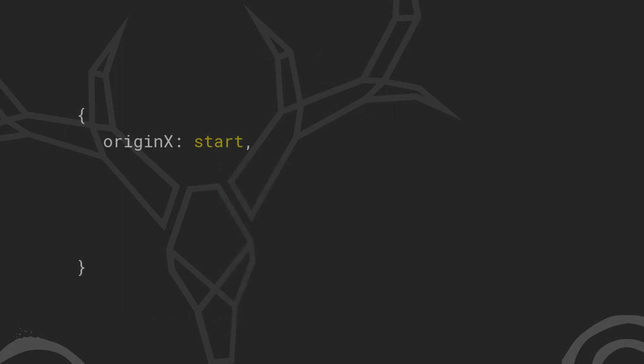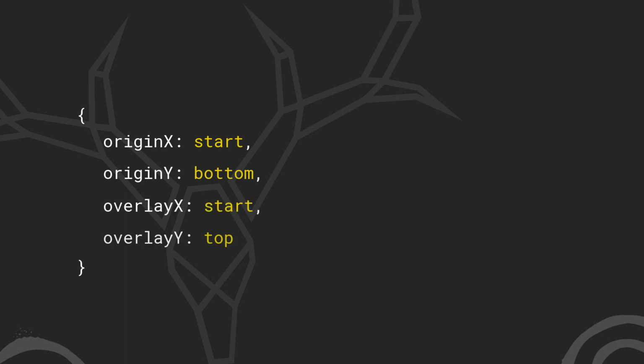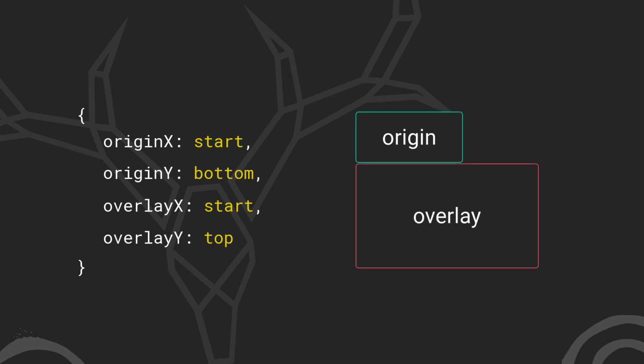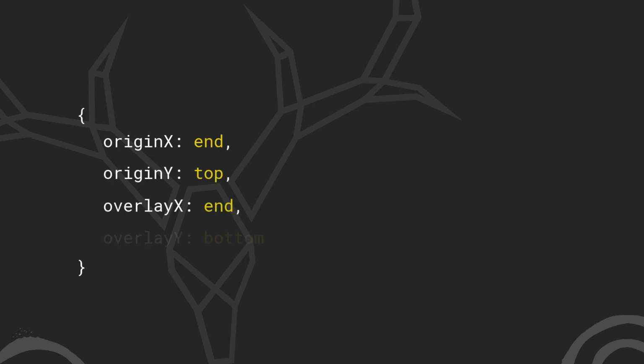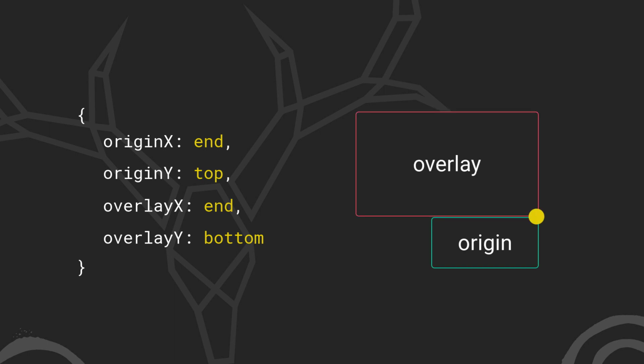So for example, a value of originX start, originY bottom, overlayX start, and overlayY top would result in an overlay with its top left corner attached to the bottom left corner of the origin. To contrast, a value of originX end, originY top, overlayX end, and overlayY bottom would result in an overlay with its bottom right corner attached to the top right corner of the origin.